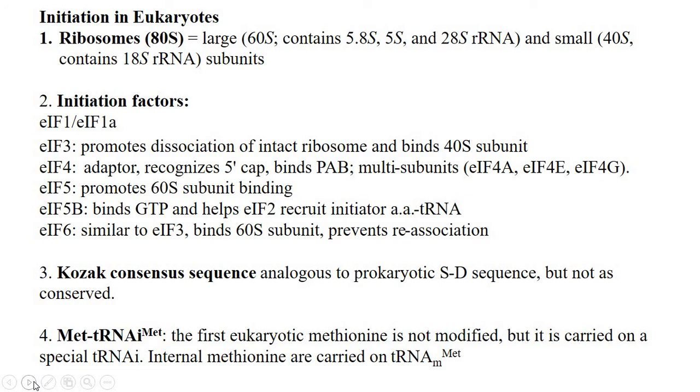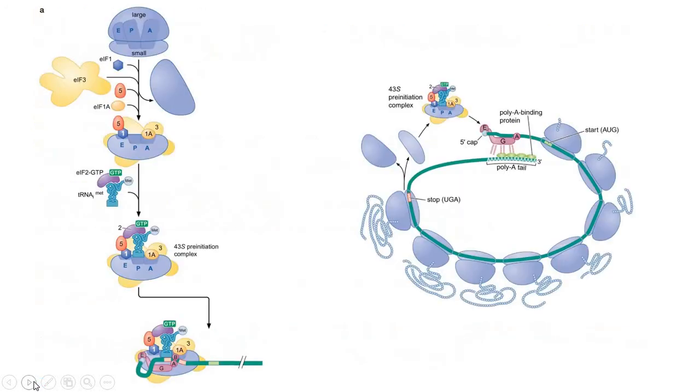Another difference between prokaryotic and eukaryotic translation initiation is the initiator methionine. In eukaryotes, the methionine is not modified. However, it is carried on a special tRNA, a methionine initiator tRNA. Okay, so those are the major differences or major components of initiation of translation in both eukaryotes and prokaryotes.